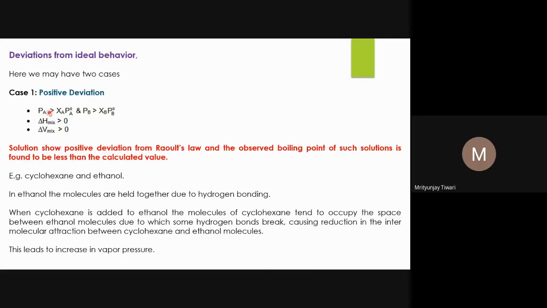And this escaping will happen if the solvent molecules are not strongly bound in the solution. It means that ideally, whatever the vapor pressure or the interaction between solvent molecules was in the pure solvent, even in the solution that much interaction is not there. The interaction has become weaker. That is why more and more solvent molecules have gone into the vapor phase.